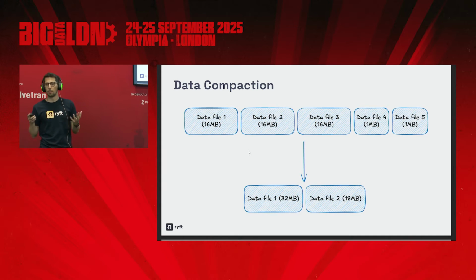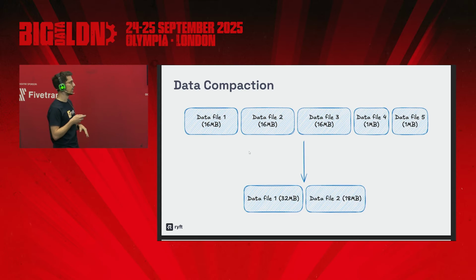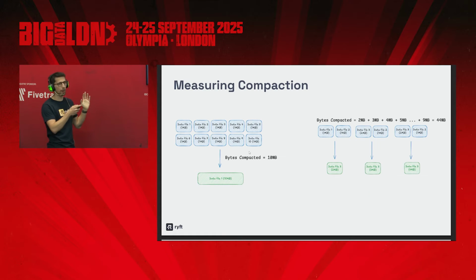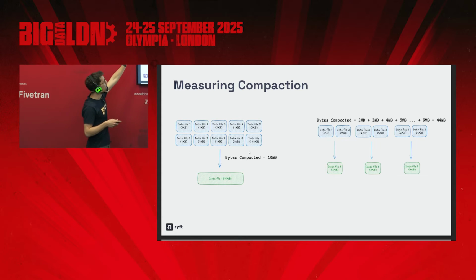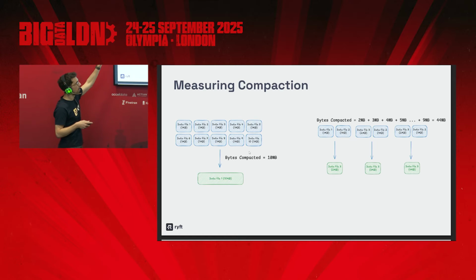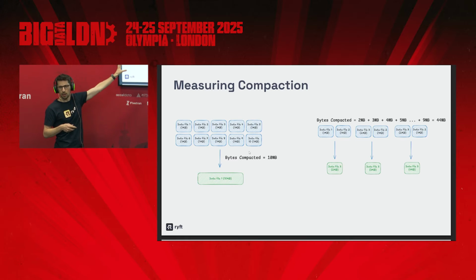However, it gets a bit more complicated in streaming. Why is that? Let's compare 2 compaction strategies and see how they compare to each other. On the left here, let's say we are streaming every minute, and every minute a new 1 megabyte file is being created. On the left, we wait 10 minutes, and we compact all the data that was accumulated.